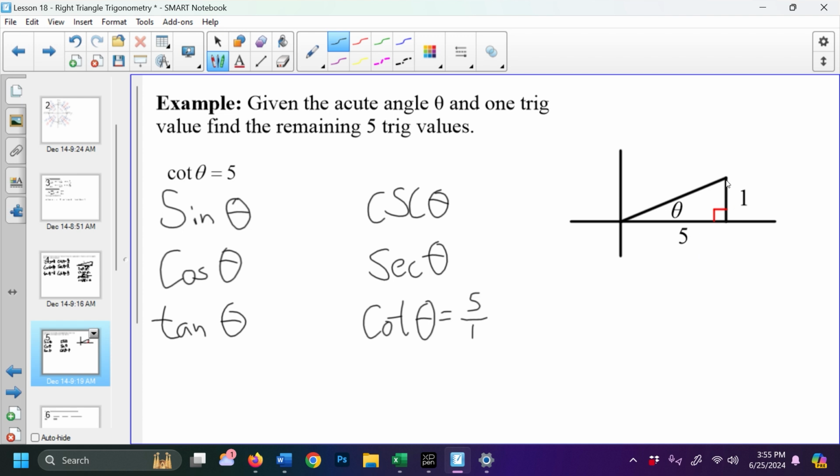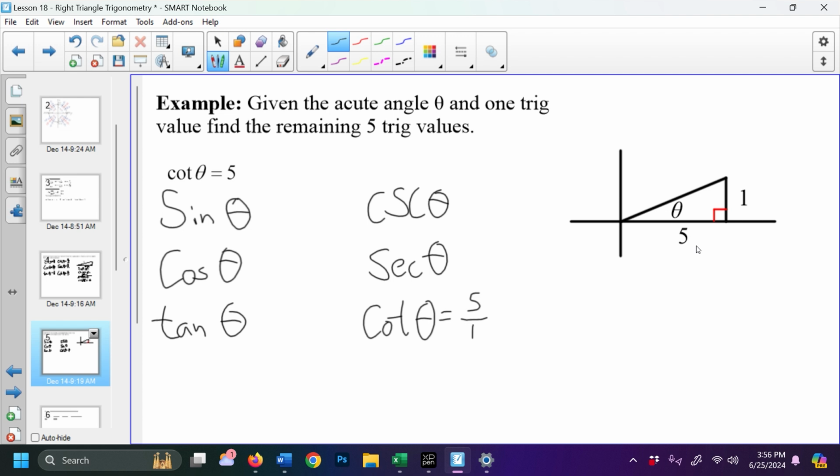Now, is the side length 5? I don't know. I cannot make that statement. It could be 1 and 5. It could be 2 and 10. It could be 3 and 15, all right? I don't know those length values, but I can put these placeholders in and use them to get the ratio.